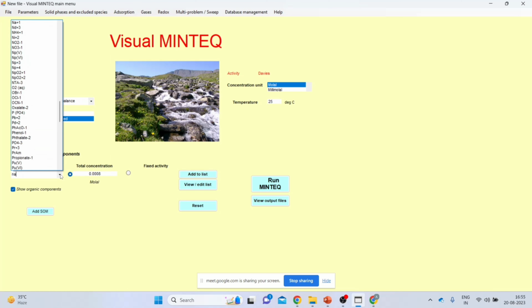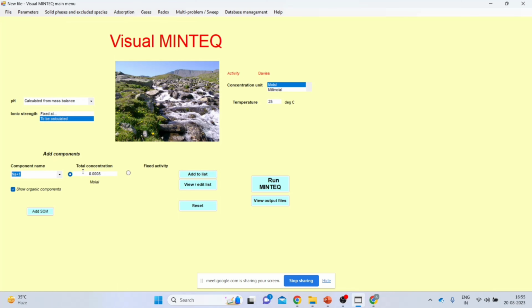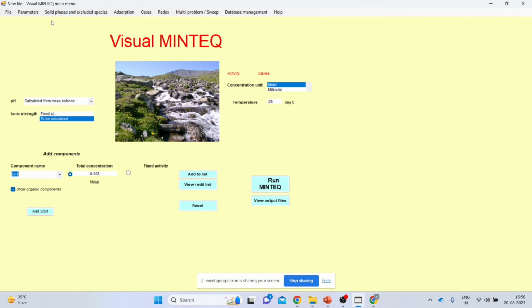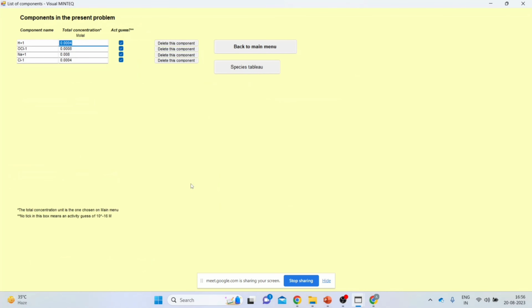And then I have Na plus. And Na plus is 0.8 into 10 raised to power minus 3. So I will remove 1 0. I will add it to the list. And finally I have chloride ion, and it is 0.4 into 10 power minus 3. So I will check my list. So I have made a mistake. Na plus will also be 0.8 into 10 raised to power minus 3.